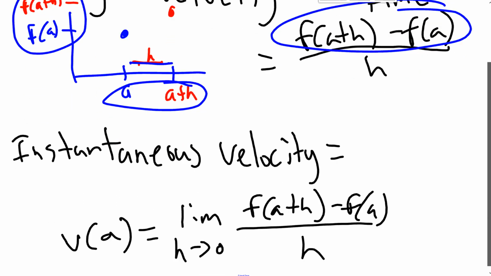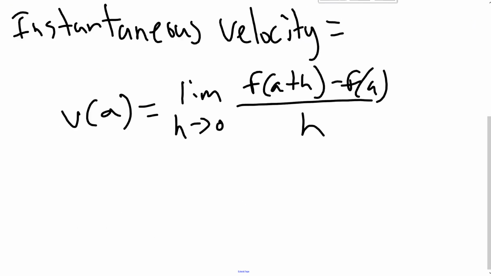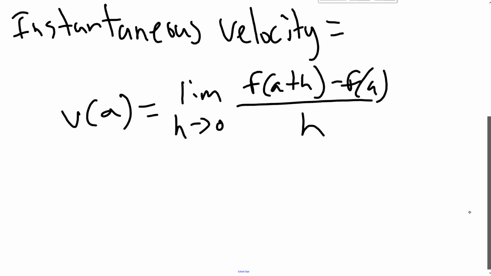So instantaneous, like we did for the tangent line to find the slope, was the limit. So this is just the limit of the difference quotient. That's going to find our instantaneous velocity, because I'm just getting closer and closer to that a value. That distance h gets closer and closer to 0. So that's why h is approaching 0 here. So really, instantaneous velocity is just taking the limit as h goes to 0 of the difference quotient.